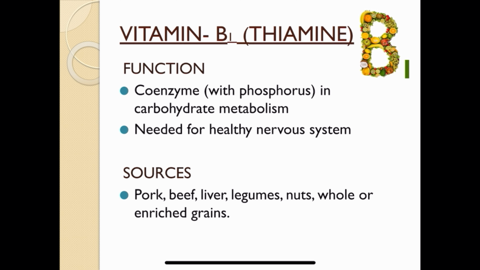Then we have vitamin B1, that is thiamine. The function is as a coenzyme in carbohydrate metabolism, and it is needed for healthy nervous development. The sources are pork, beef, liver, legumes, nuts, whole grains and enriched grains.